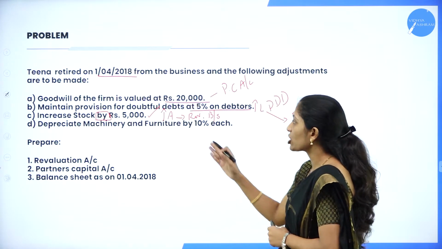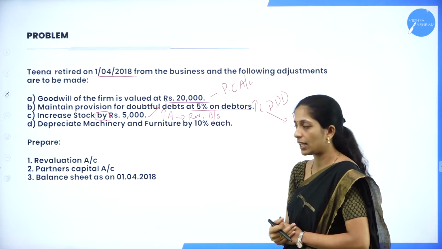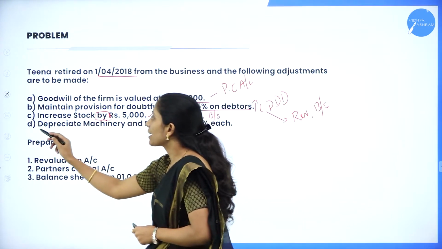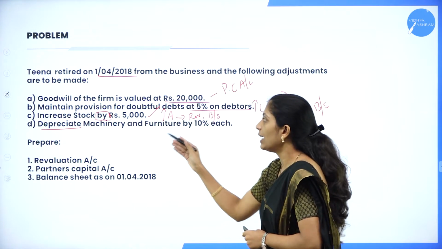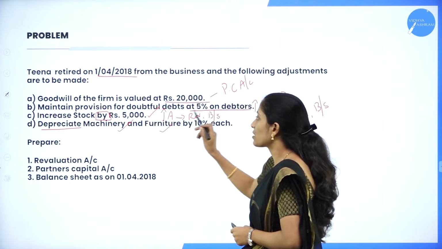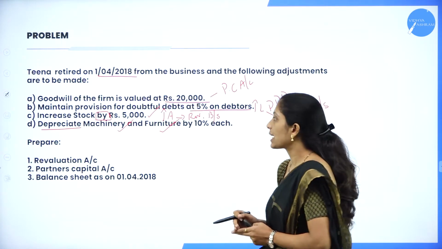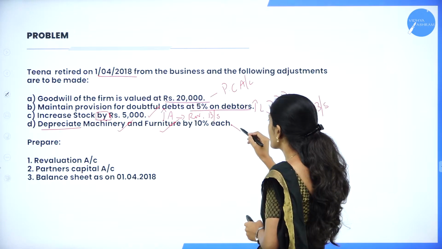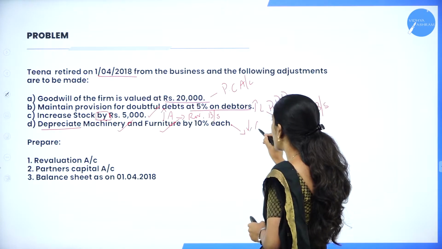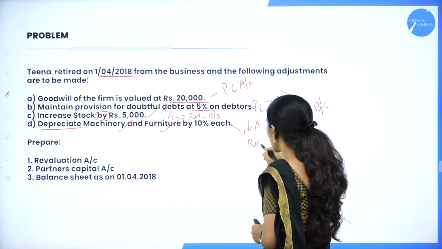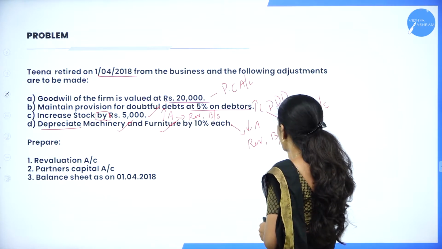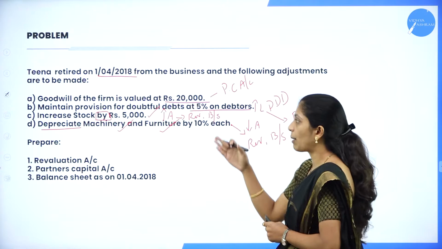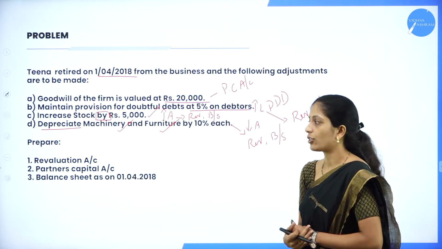Next, depreciate machinery and furniture by 10% each. So depreciation means decrease in the value of an asset. Here the assets are machinery as well as furniture, and their value has decreased. So where do we record? That is a decrease in the value of an asset, so we will record it in the revaluation account once. We will deduct it in the balance sheet from machinery as well as furniture.